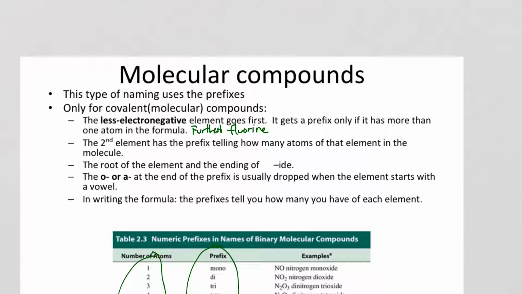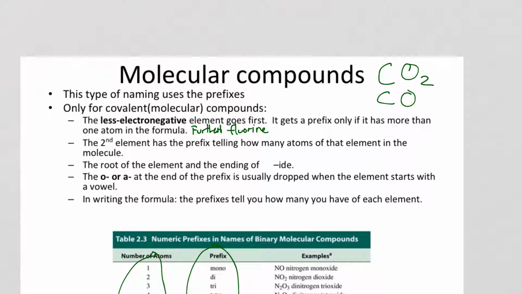I always go back to my two things that you probably know, CO2 and CO. Carbon dioxide, see how there's only one of those? You don't say monocarbon, you just say carbon. And carbon monoxide, CO. The first one does not get a prefix if there's only one. However, you see, no matter what, the second one always does.